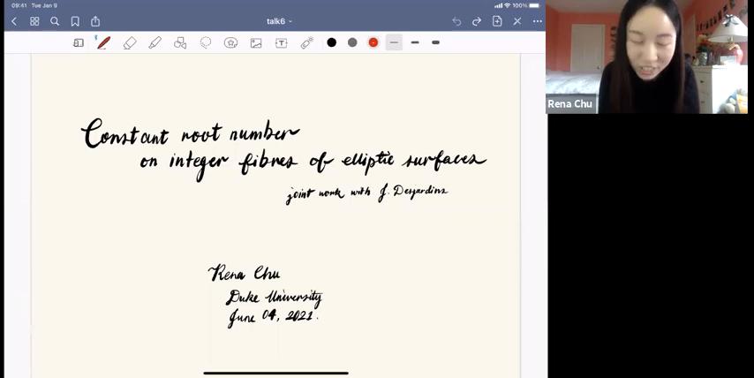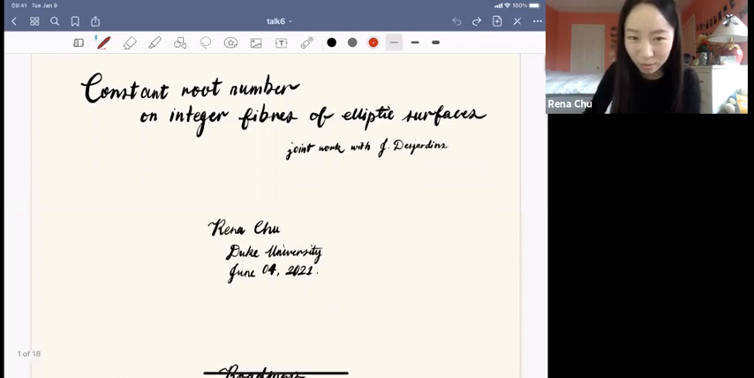The topic of today's talk, as Simon has just said, is constant root number on integer fibers of elliptic surfaces. This stems from a research project that I did with my supervisor, Julie Desjardins, two summers ago during my undergrad. Julie is actually also here in the audience today, and she has been extremely generous in helping me prepare for this talk. So I hope everything goes well.